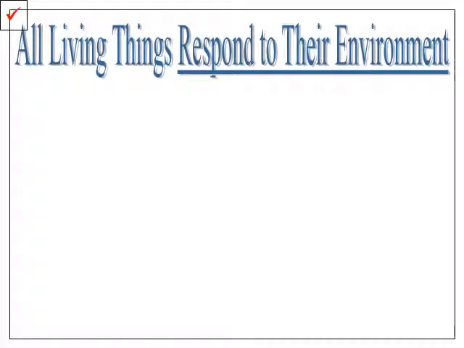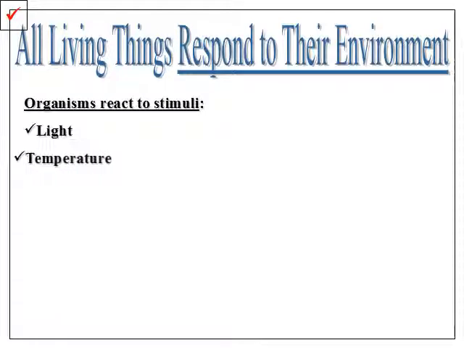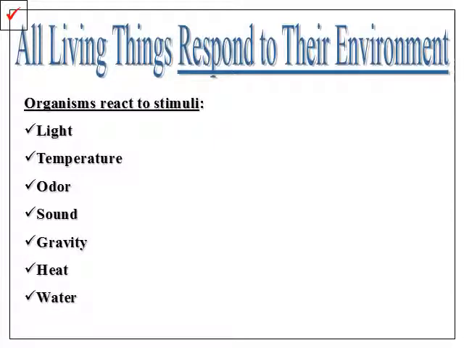All living things respond to their environment. So organisms react to stimuli. For example, light, temperature, odor, sound, gravity, heat, water, and pressure. So organisms react to this. For example, plants will grow towards light.